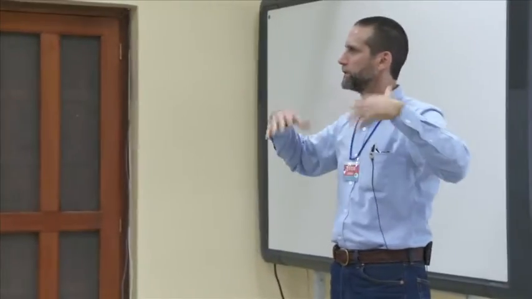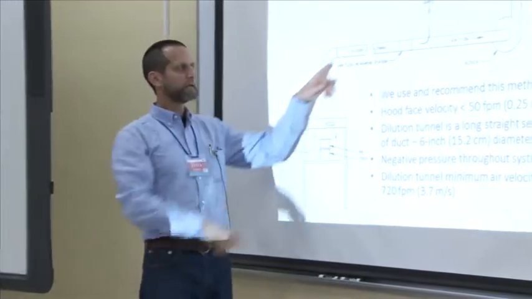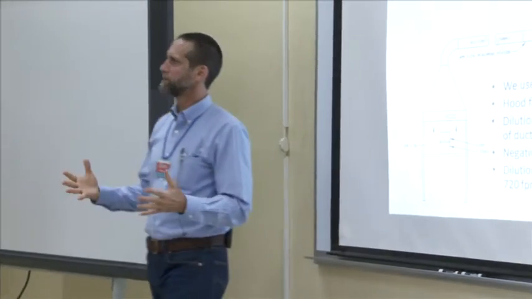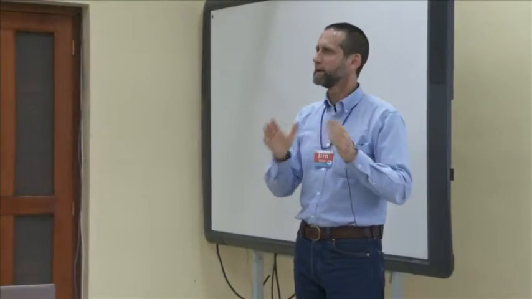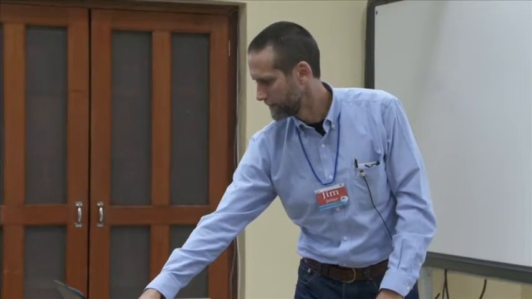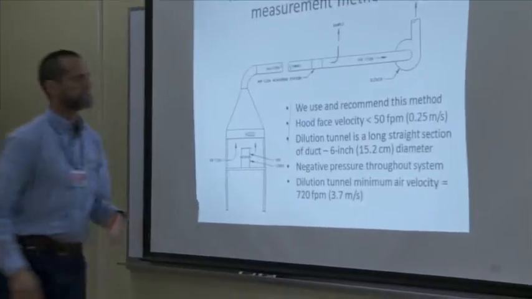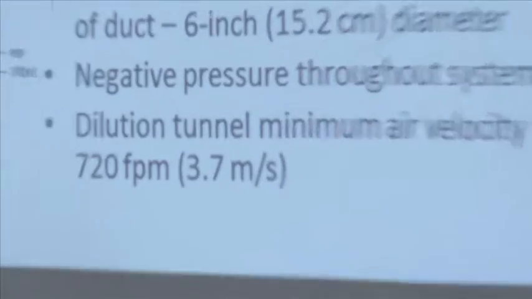Okay, so the dilution tunnel is long and straight so that the flow inside of the tunnel is fully developed and turbulent with a uniform velocity profile. There's a negative pressure. The blower is at this end of the system, so there's negative pressure all through the system. That means if there are any air leaks, the air does not leak out of the system. The air leaks into the system, and then it's not a problem. And then again, the dilution tunnel minimum air velocity is 3.7 meters per second, and that's so that you have fully turbulent flow.